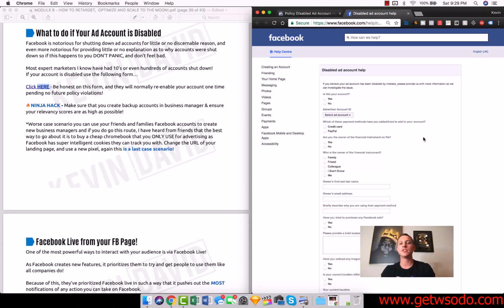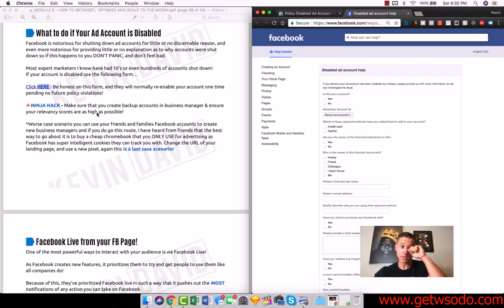And they'll generally, if it's your first violation, re-enable an account, but that account will be put on kind of a higher, more stringent watch. And so then if you do mess up again, they'll figure it out much quicker, and then they won't reactivate it no matter how much you beg and plead.